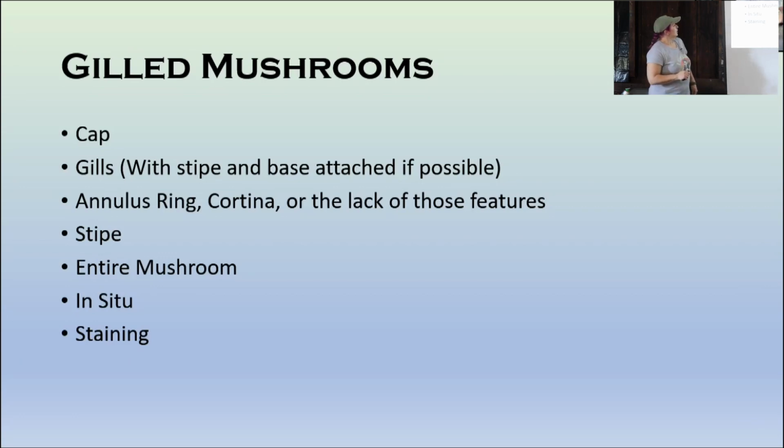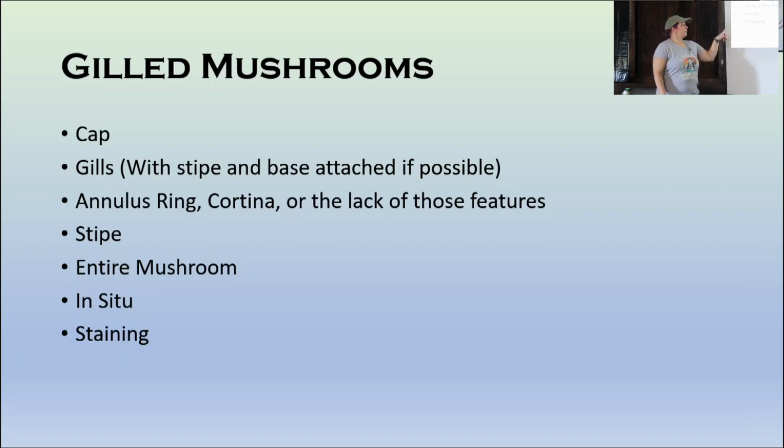Gills. Obviously, the gills are very important to note in gilled mushrooms because some of them are wavy, some of them are crowded, some of them are close together, very tight. The annulus ring, cortina, or lack of those features are very important in identification. The stipe, the stem, and the entire mushroom, you want a photo of it in its entirety. So you might want to get multiple photos. The more photos, the better, although they give you a 20 photo limit.